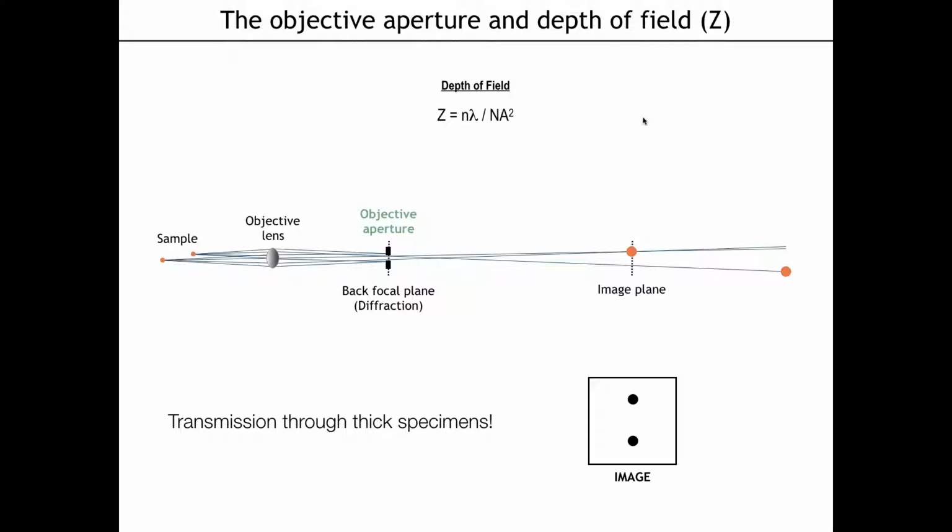Now there are a number of problems with this. In practice, you have multiple problems imaging through thick specimens. You have multiple scattering, and you have inelastic scattering. So there are problems associated with imaging through thick specimens, but in principle you can see through them.